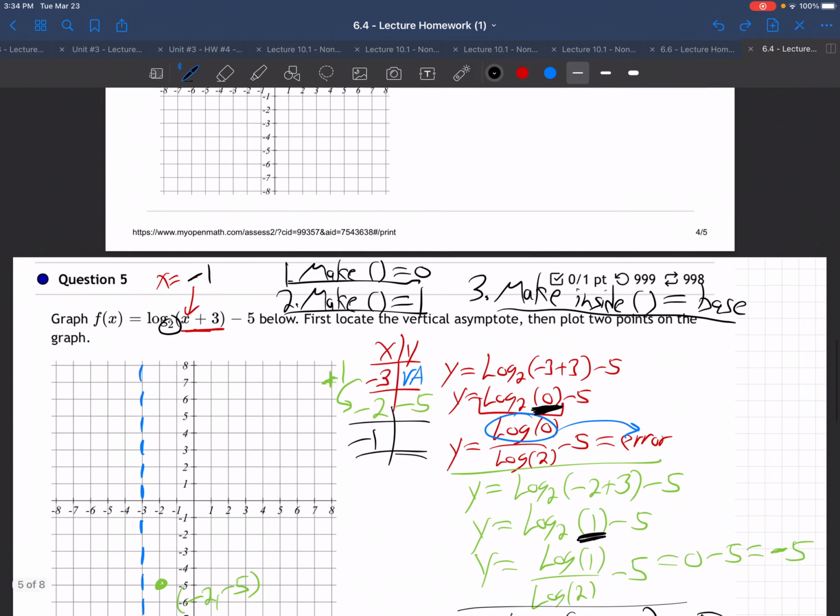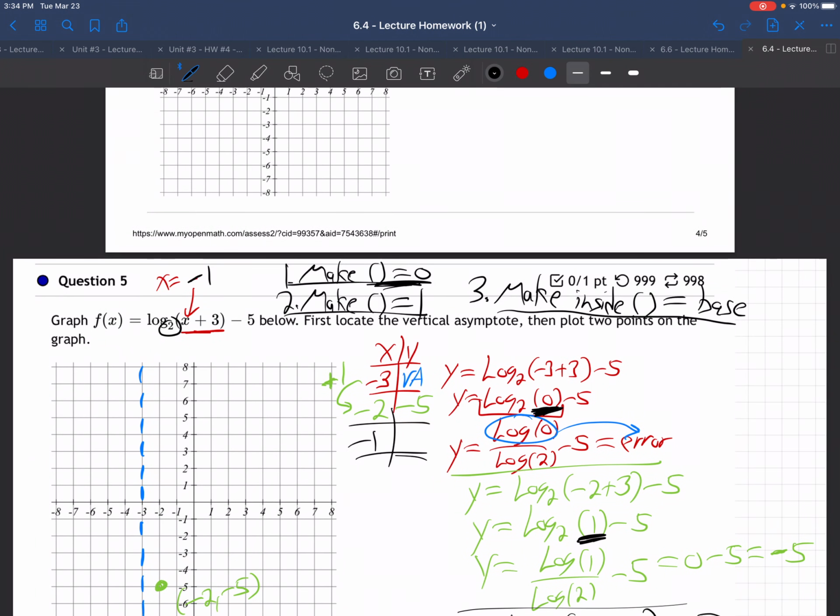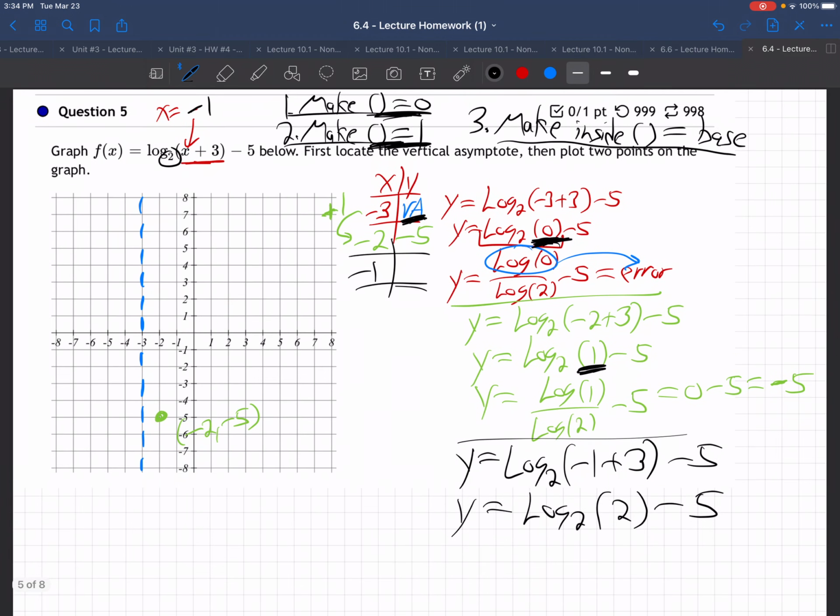So first step, make the inside of the parentheses 0. I did that right here, and you'll get your vertical asymptote. Then make the inside of the parentheses 1. Just add 1 right there, and you'll get a nice point. And then make the inside of the parentheses equal the base. So negative 1. Why? Because remember, the base goes to the bottom when you turn it into 2 logs, and see how you get the same thing over itself. That's super nice.